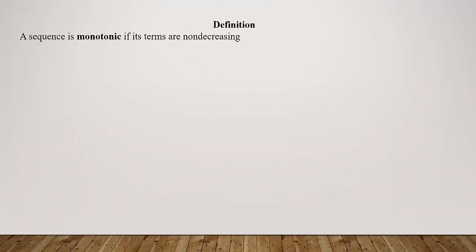All right, hopefully you got the example there. And what we have coming up right now is the definition of a monotonic sequence. So folks, a sequence is said to be monotonic. That's not a new word for us. It's if its terms are non-decreasing, and that would look like this: a sub 1 less than or equal to a sub 2, less than or equal to a sub 3, less than or equal to so on, less than or equal to a sub n, less than or equal to so on. That's what it means to be non-decreasing.